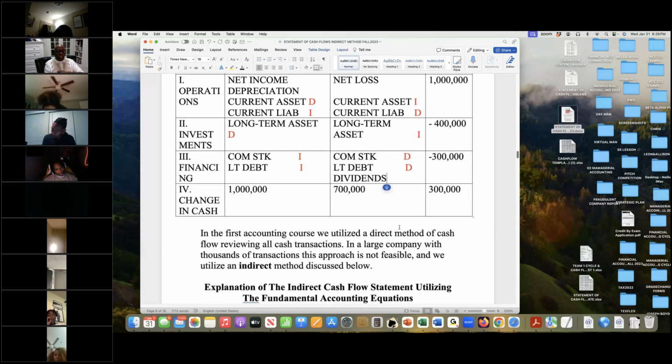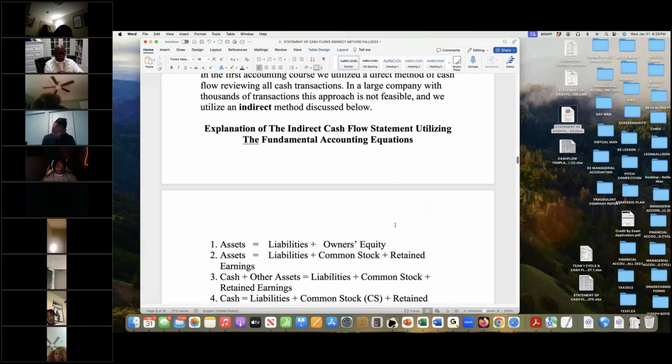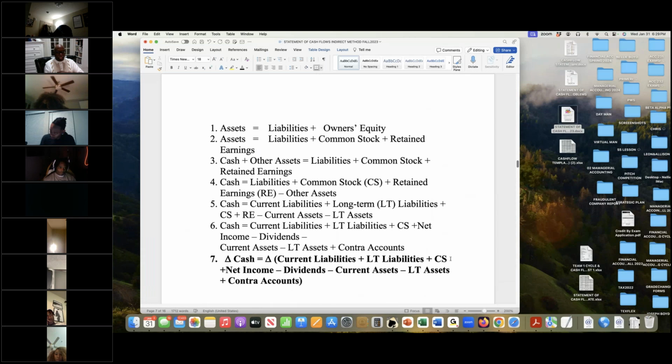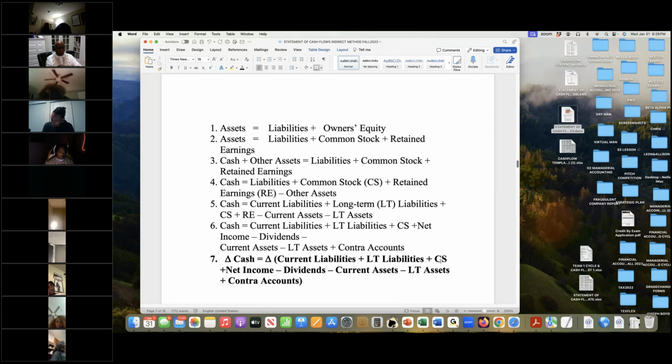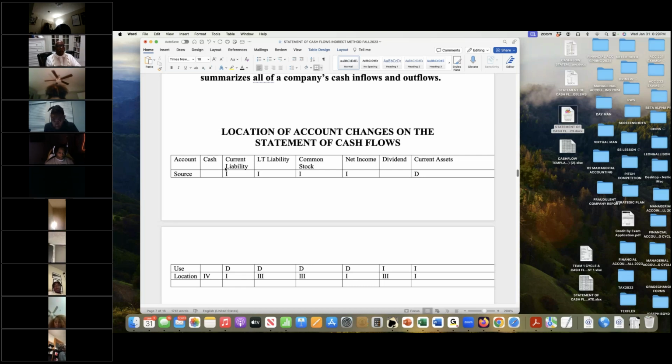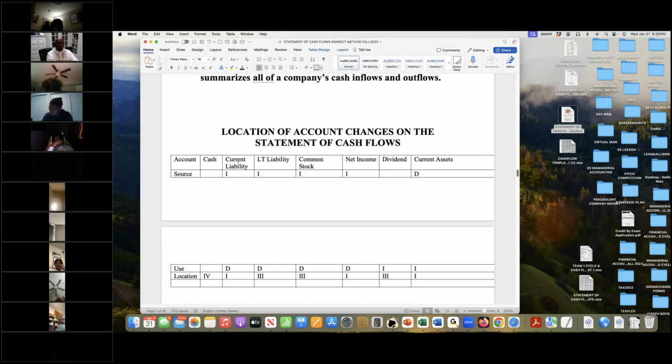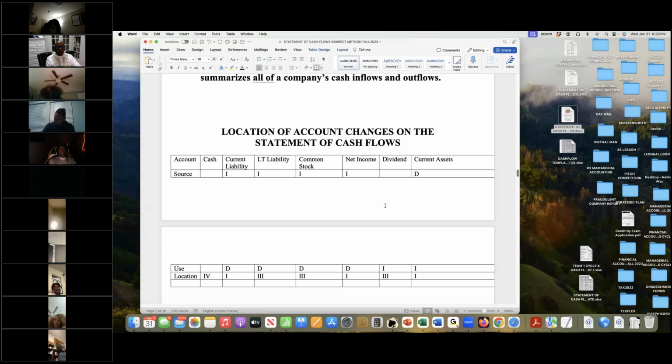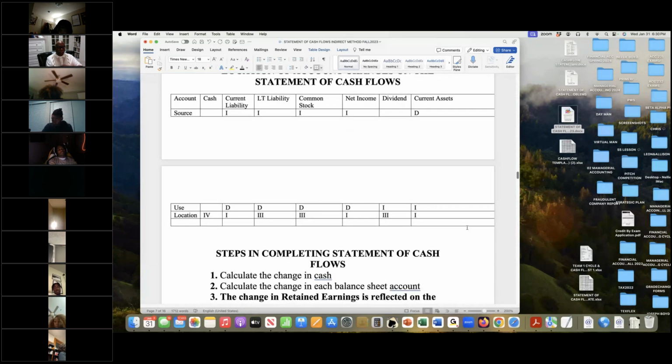So remember we said the change in cash equals all of these items: current liabilities, long-term liabilities, common stock, net income, dividends, current assets, long-term assets, contra accounts. And then you saw this chart. Cash goes in part 4. The current liabilities go in part 1. The long-term liabilities go in part 3. Common stock goes in part 3. Net income goes in part 1. Dividends go in part 3. Contra current assets go in part 1. Then the long-term assets would go in part 2. Okay.